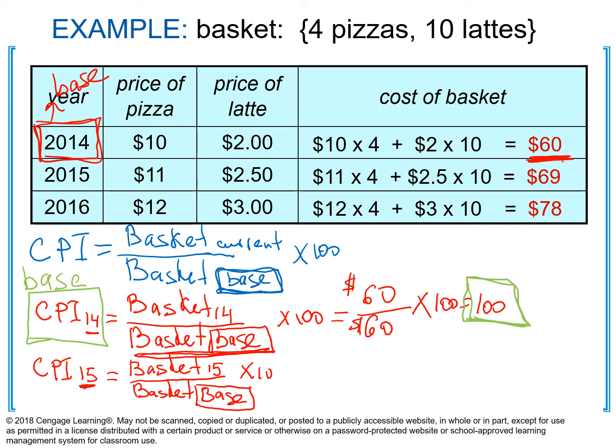Multiply by 100. And what are going to be our numbers? So basket cost for year 2015 is $69. Basket cost for our base year is $60, divided by $60. Multiply by 100, and if you calculate it, I believe it's going to be 115. So guys, remember, CPI is an index. There are no units attached to it.